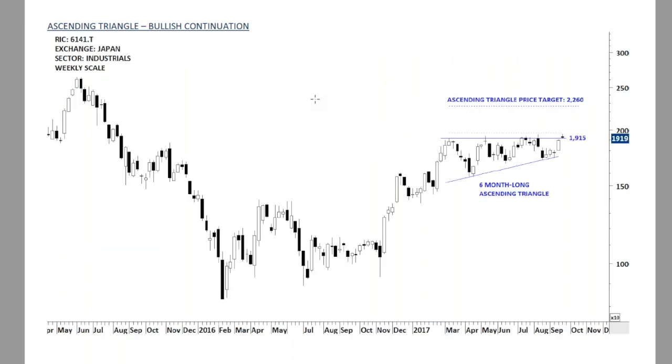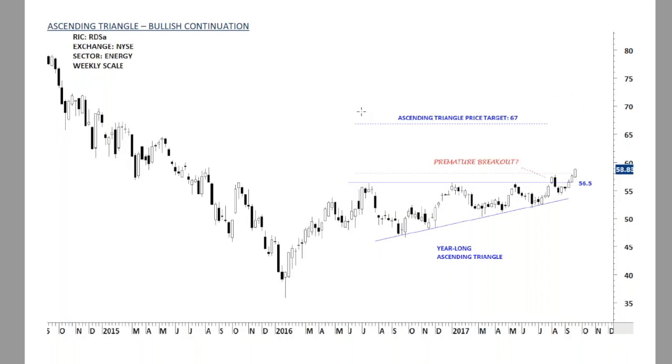The next one is a Japanese company. I have featured this in the previous reports, and then I highlighted it again because now the stock is making another attempt for almost the fifth time to breach the upper boundary at 1915 levels. So this is a 6-month-long ascending triangle that if we see a clear breakout, the price target will be 2260 levels. This is a Japanese industrial company.